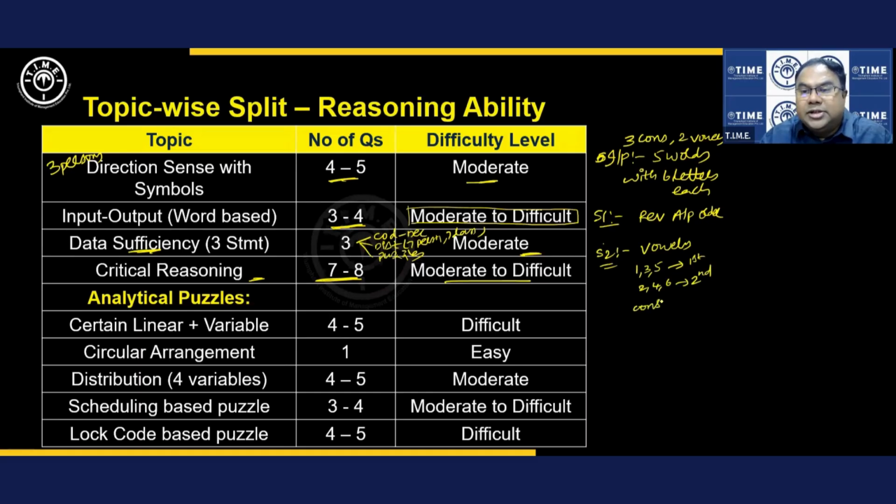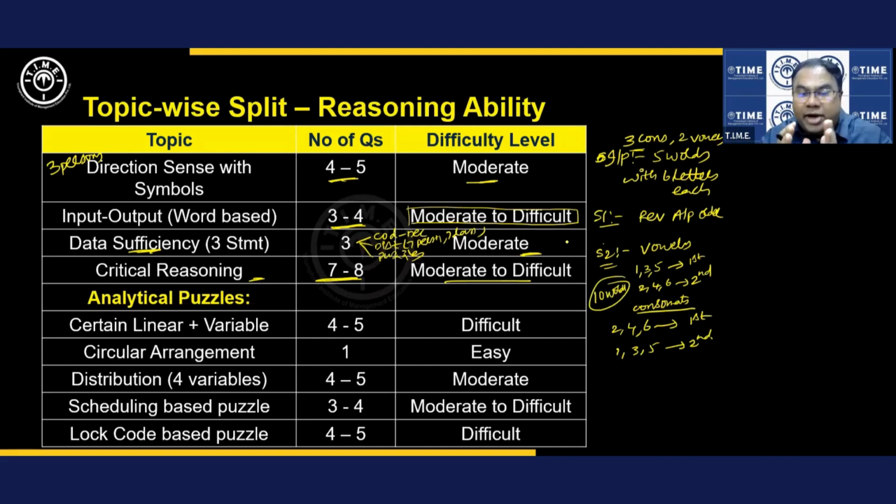Similarly, consonants. Letters in the second position, fourth position, sixth position, I'm putting as the first word. First position, third position, fifth position, I'm putting as the second word. That means the 3 words starting with consonants are becoming 6, and the 2 words starting with vowels are becoming 4. 6 plus 4, they have become 10 words now.